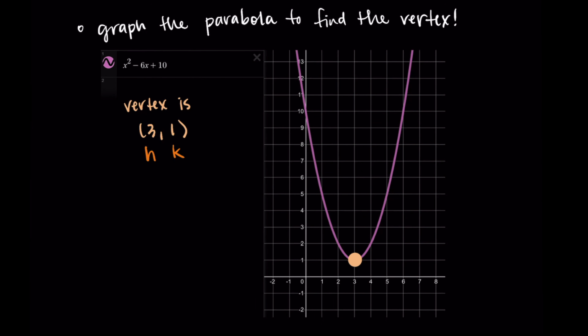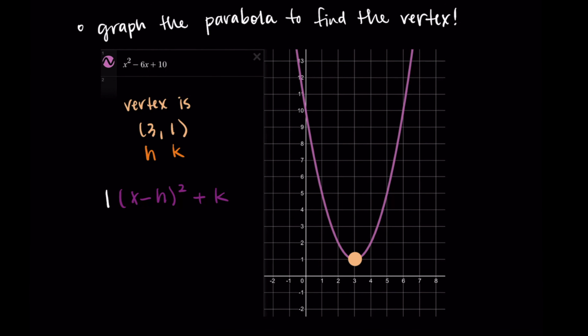So the h value is 3, and the k value is 1, and now I can put these into the formula. So a is 1 times the quantity x minus h squared, so for us that's x minus 3 squared, and then plus k, so plus 1. This is my final version in vertex form. I'm just going to clean it up a little bit, and write f of x equals x minus 3 squared plus 1.